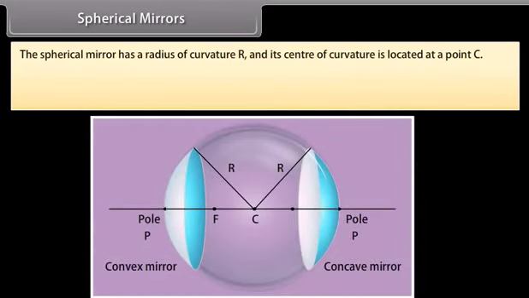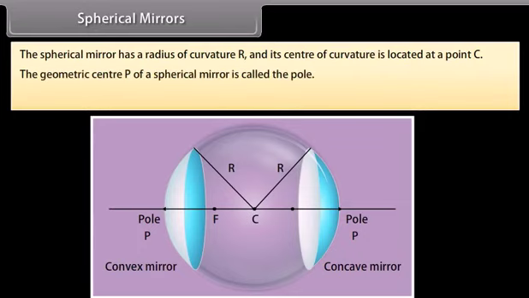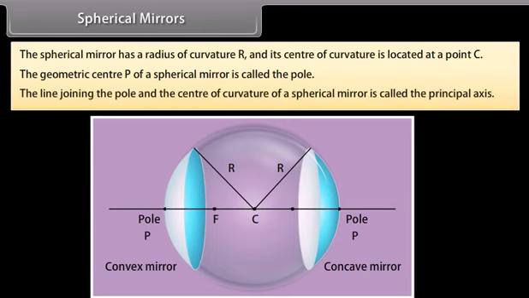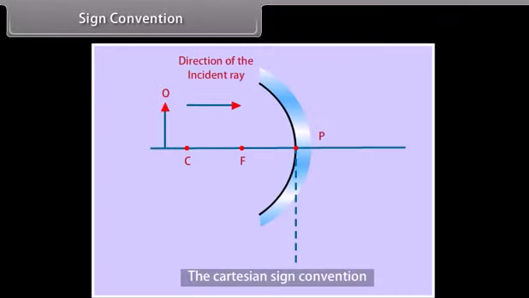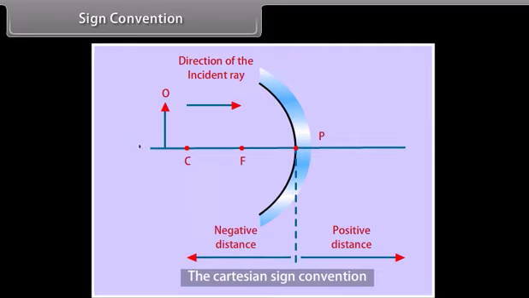The spherical mirror has a radius of curvature R and its center of curvature is located at point C. The geometric center P of a spherical mirror is called the pole. The line joining the pole and the center of curvature of a spherical mirror is called the principal axis. Sign convention. The distances measured in the direction of the incident ray are taken to be positive and those measured opposite are taken to be negative. The heights measured upwards are taken to be positive and those measured downwards are taken to be negative.